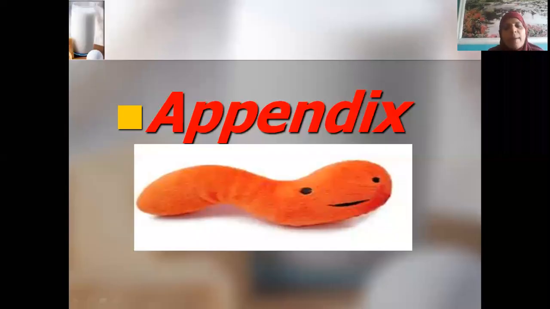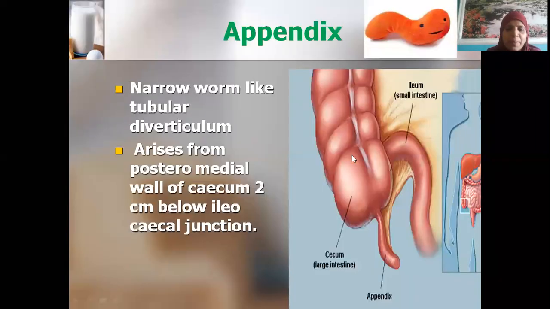Okay, beta. So appendix. Where did we find the appendix from the cecum? You have found a narrow worm-like tubular diverticulum, isn't it? Which is arising from the posterior medial wall of the cecum 2 centimeters below, if you just measure roughly, the iliocecal junction. So narrow worm-like tubular diverticulum. It is like an earthworm, coming from the posterior medial wall of the cecum 2 centimeters below the iliocecal junction.